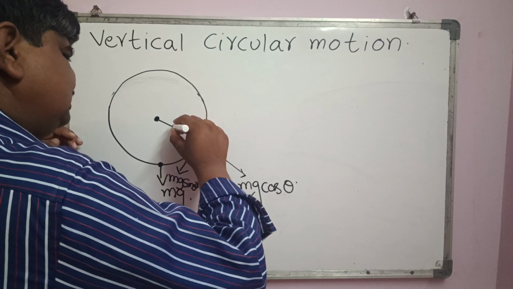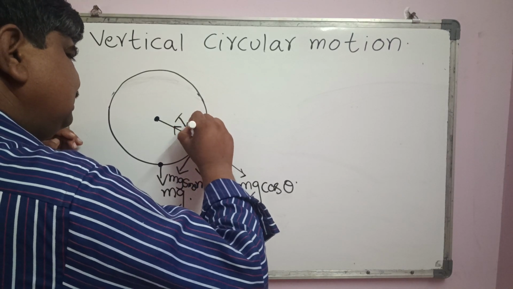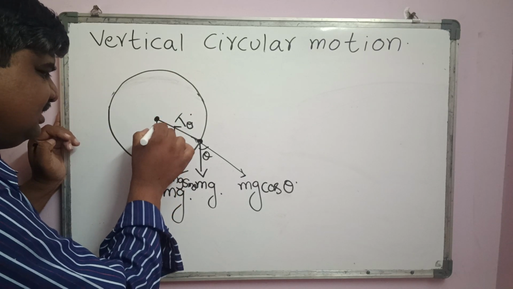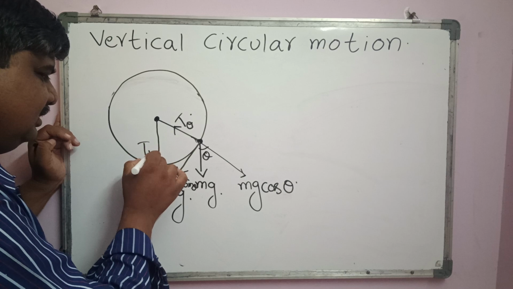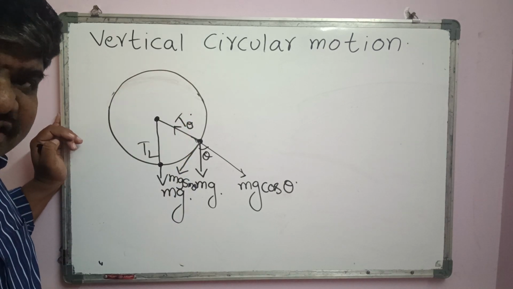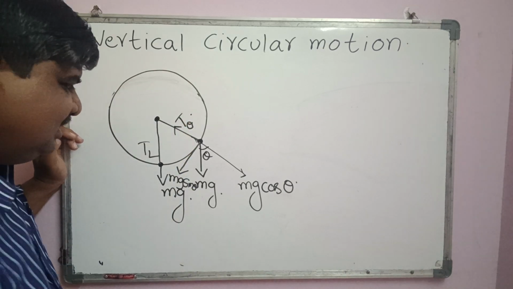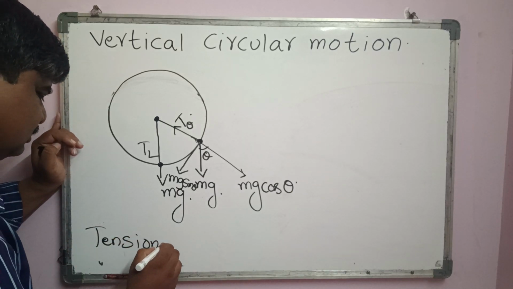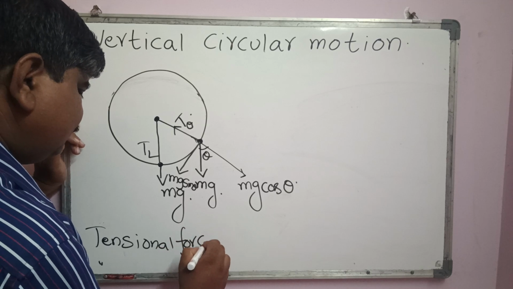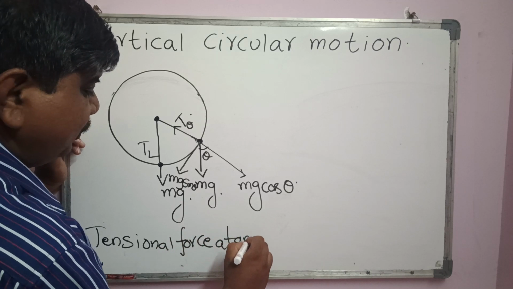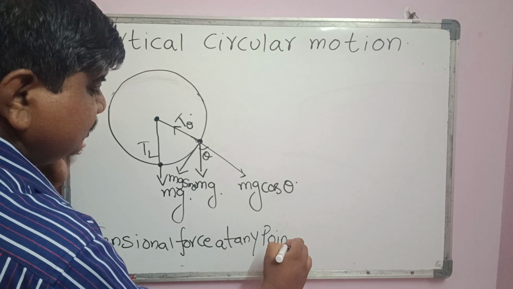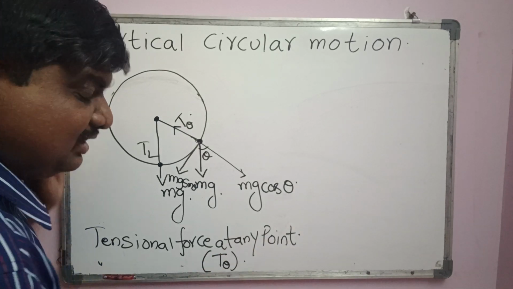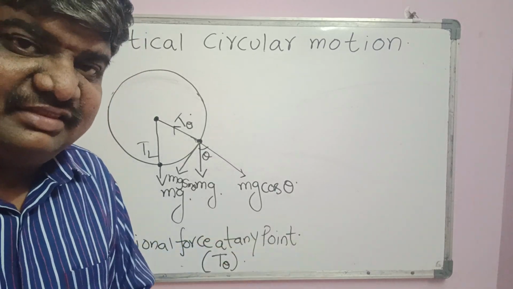Towards the center, T theta is the tensional force. At the lowest position let us write the tensional force as TL. At the highest position the tensional force is TH. So the tensional force at any point can be represented with T theta. Now we are going to find the equation for this T theta.